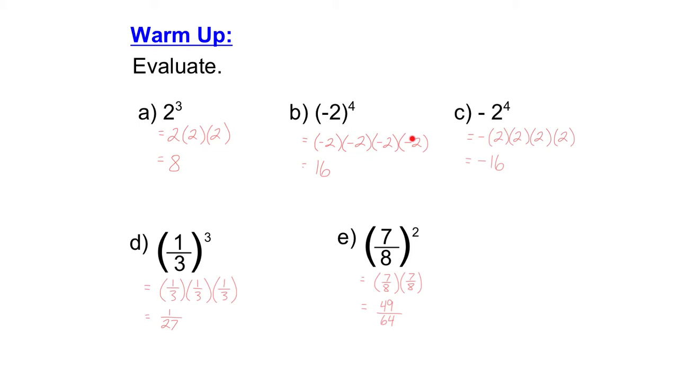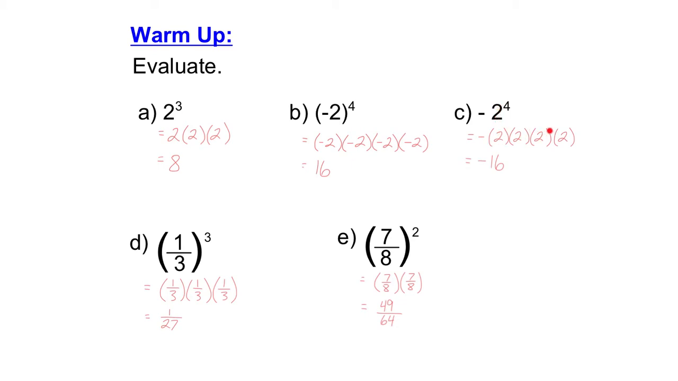So minus 2 times minus 2 is positive 4, times minus 2 is negative 8, times minus 2 is positive 16. Now here I have a negative 2 to the exponent 4, just like I did here, except there's a difference. This has no brackets around the minus 2. So this is different. In part B, the exponent was on the brackets, so everything in brackets was multiplied by itself 4 times. Here the exponent is not on brackets, it's just on the 2.